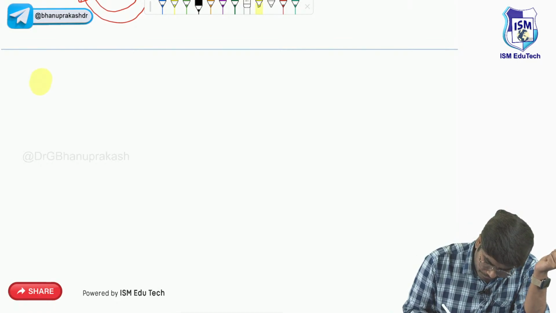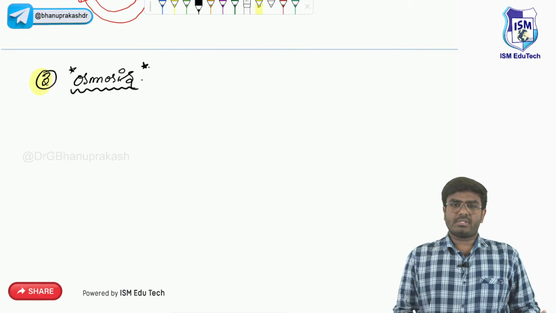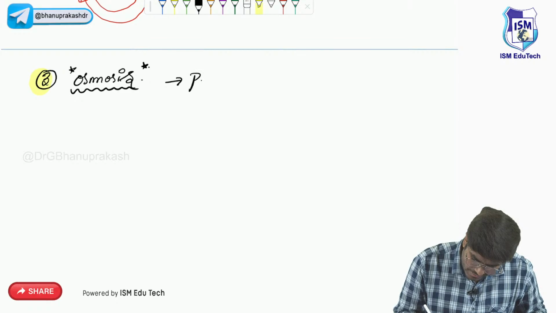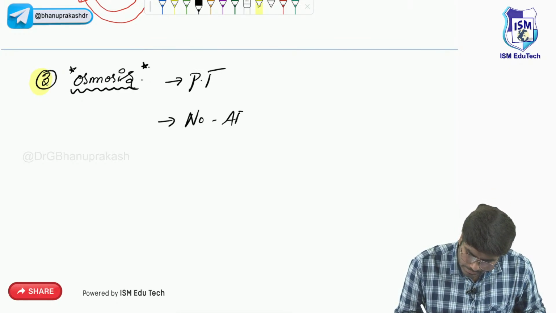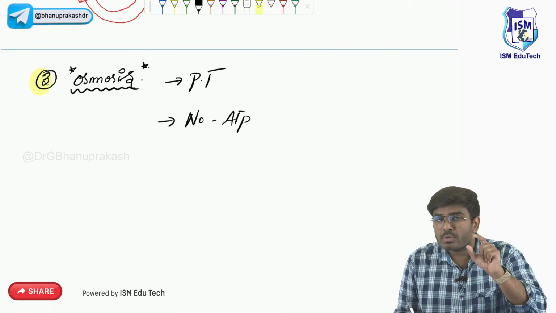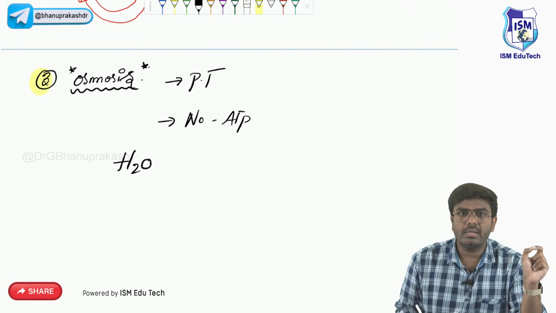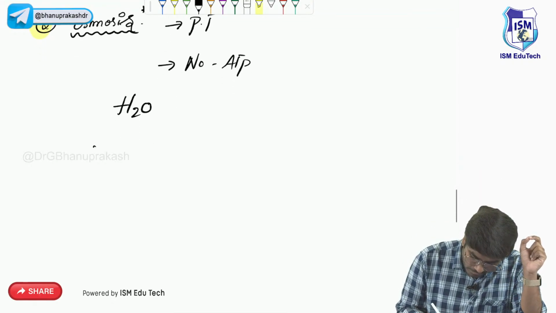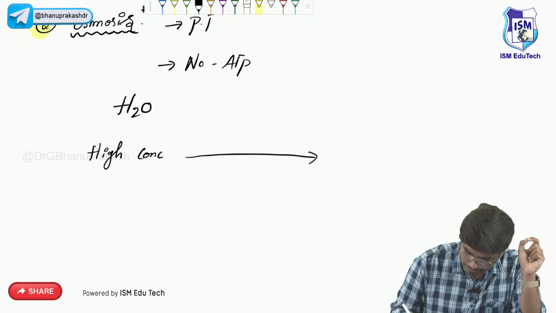The third type. What is that? Osmosis. Here, what exactly is osmosis? Here also, it's an example of passive transport. There is no need of ATP. But what is happening here? In osmosis, we are specifically talking about water movement. Water is moving from high concentration to low concentration again.